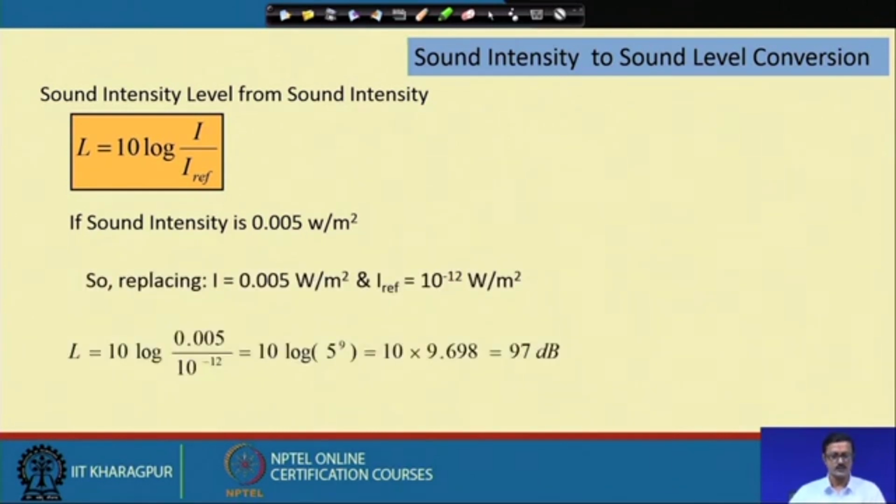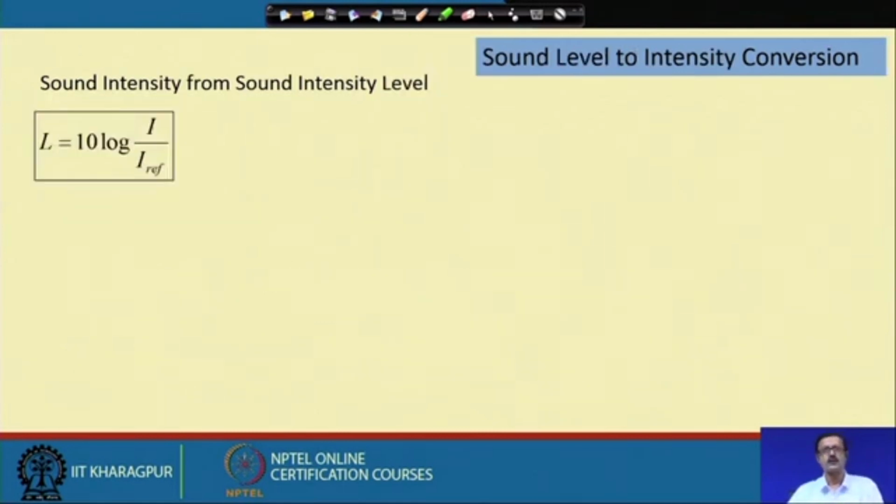As you put every value in the formula, you get the ratio, multiply with 10 log and multiply with 10, and you get 97 dB, which is pretty high. Then the reverse order, the sound level to sound intensity conversion.